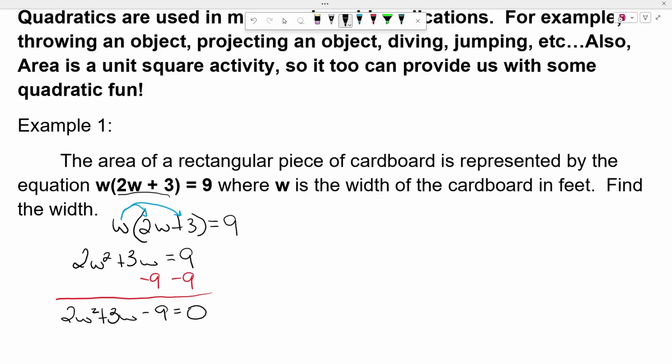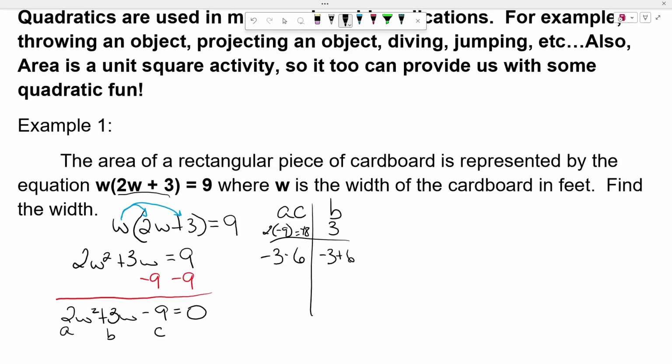At this point, I want to see if I can factor it. In order to factor it, I'm going to use the method where I multiply A times C and find out if there's anything that will add to B. Well, this is my A, my B, and my C. So 2 times negative 9 gives me negative 18, and that has to equal 3. So I have to figure out what can I multiply to get 18 but subtract to get 3. In this case, it will be negative 3 times positive 6, because negative 3 plus positive 6 gives me a positive 3.